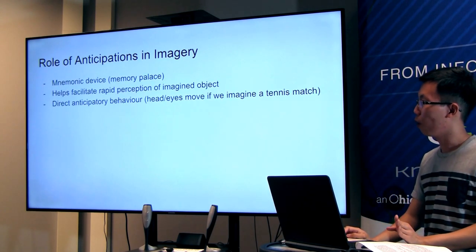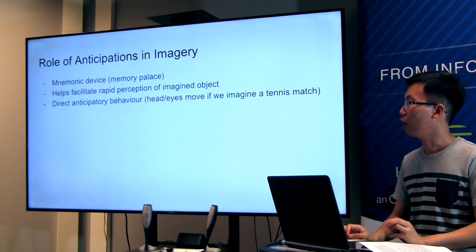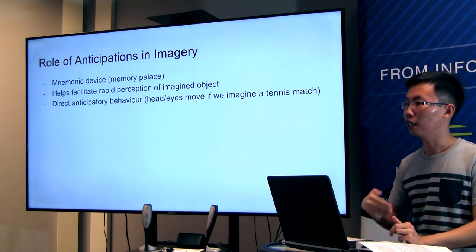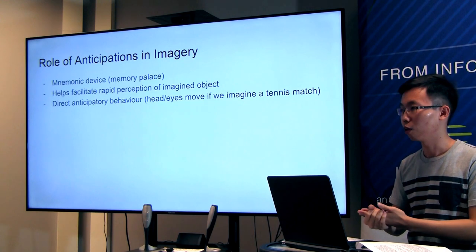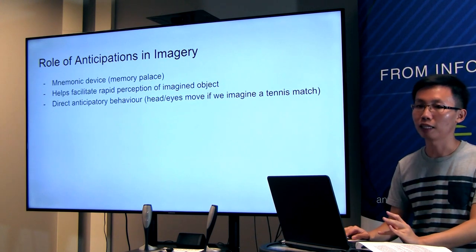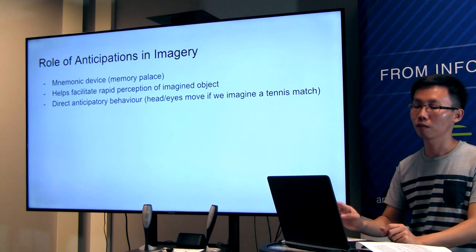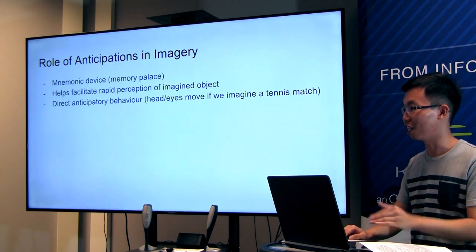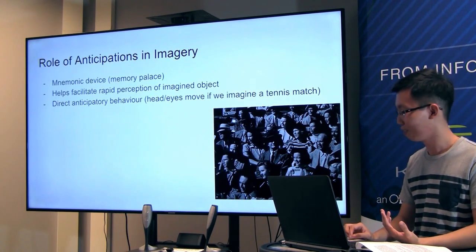Anticipations also help facilitate rapid perception of imagined objects. Ulrich conducted an experiment and found that if we ask people to imagine something and prepare, they will respond quickly. Anticipations also direct anticipatory behavior. Let's say we imagine a tennis match: our head and eyes would move according to the ball, even though we just imagine it and don't see it. So I think the movement would be like that.